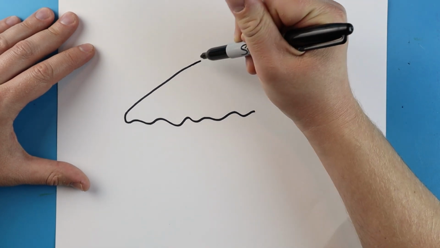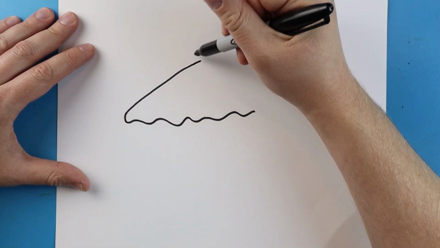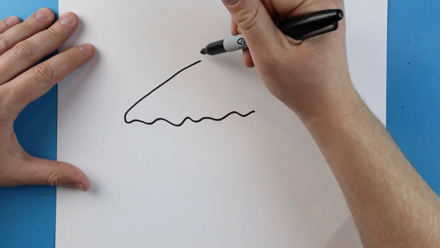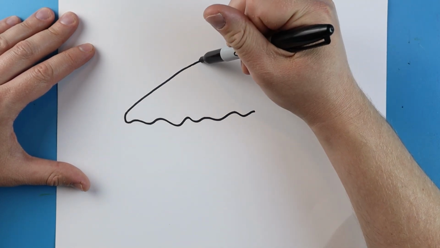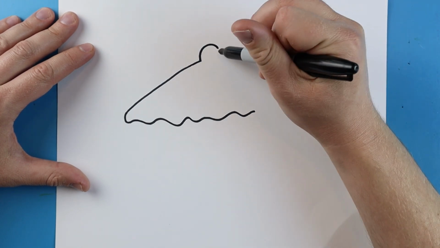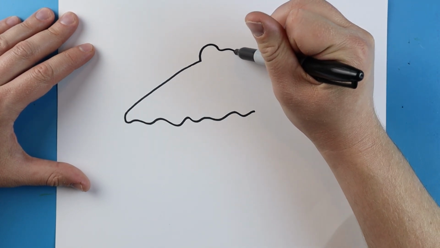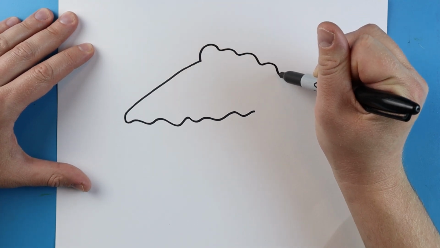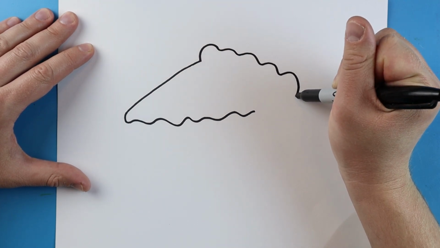Next, I'm going to take this line, and I'm just going to add a little bit of a squiggly line for some frosting. So I'm going to start right here. I'm going to make a little line that's just going to curve up and down. Next, we're just going to make a little wiggly, wavy line that's going to come down to here.